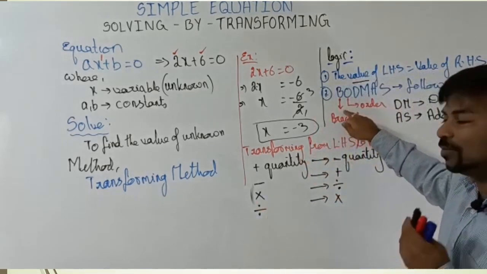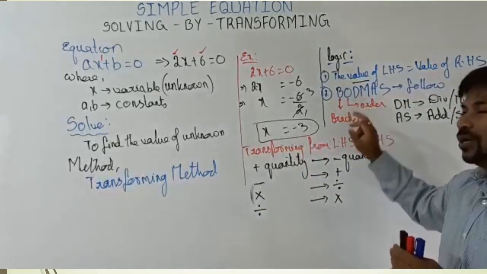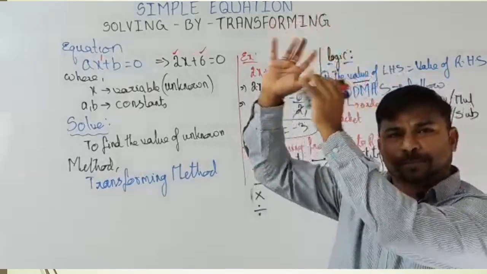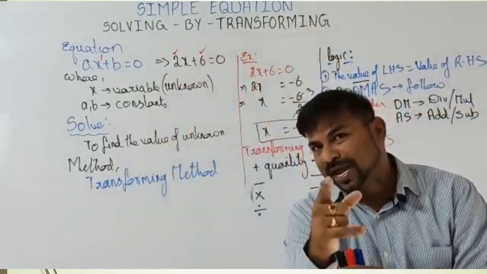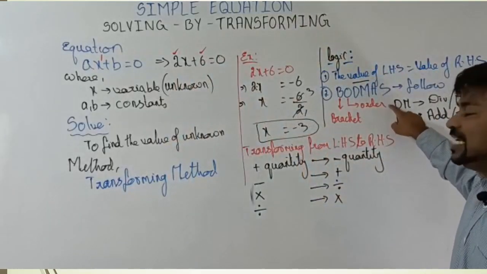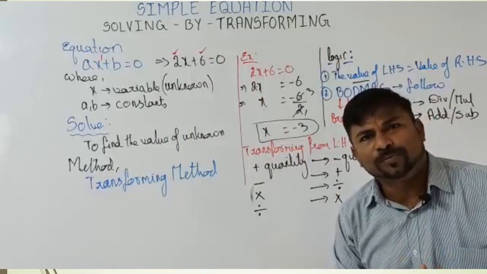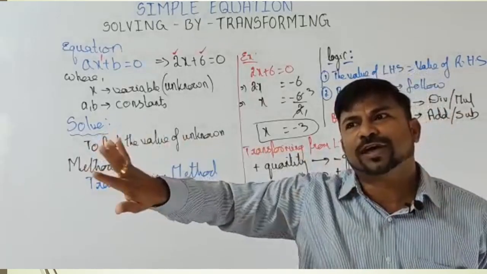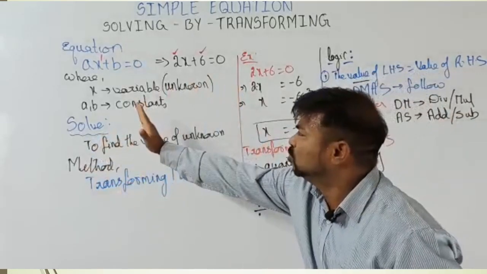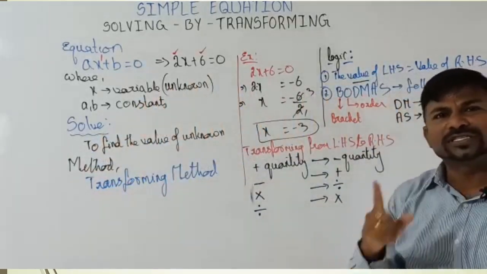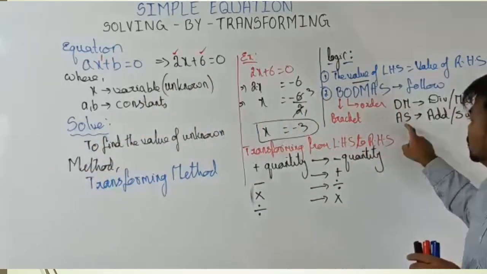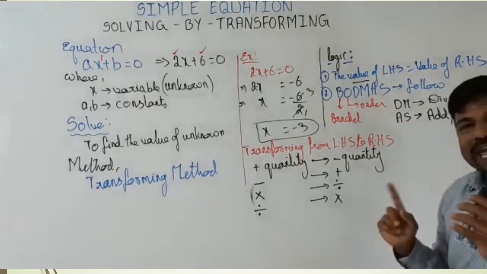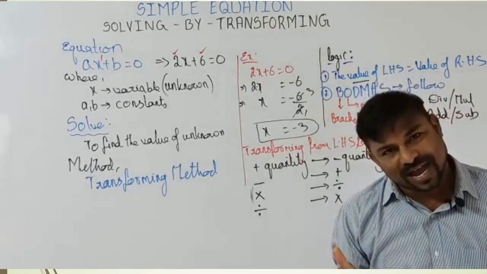First, we have to think about the bracket. Then we have to think about the order. Order is nothing but the power, which will come to you in the higher classes. But the main important thing is D and M, division and multiplication, whichever comes first when we are moving from the left side, that we have to solve. Next, after completing multiplication and division, we come back to A and S, addition and subtraction.